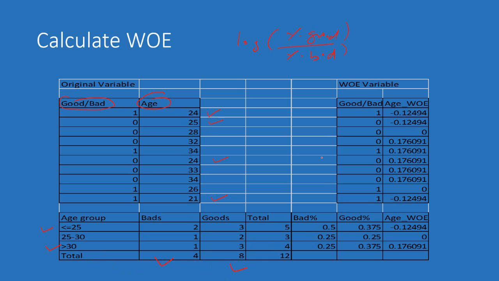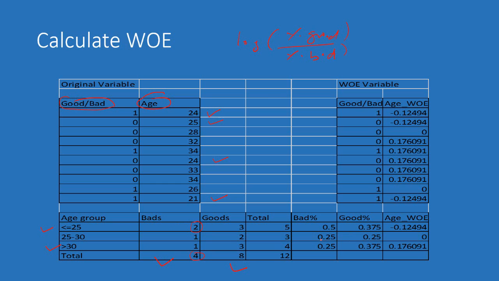Now we will compute the good percentage and the bad percentage. The first is bad percentage. So bad percentage in the age group of less than or equal to 25 is 2 by 4. So this is 2 by total. That means the number of bads in that age group divided by the total number of bads in the sample. And that comes out to be 0.5.